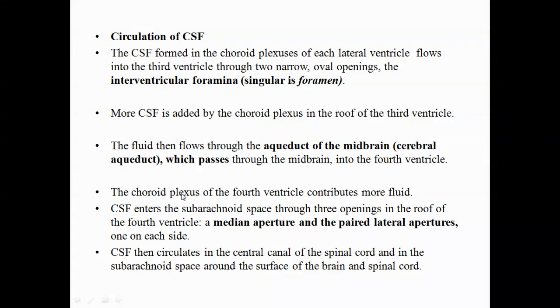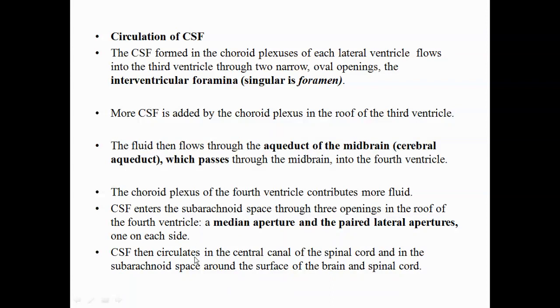Next, the choroid plexus is again formed in the fourth ventricle. Some more contribution of the CSF is made by the fourth ventricle. Now the CSF enters the subarachnoid space through three openings in the roof of the fourth ventricle. There is a single median aperture and paired lateral apertures, one on each side. These allow the movement of the cerebrospinal fluid from the fourth ventricle into the subarachnoid space.